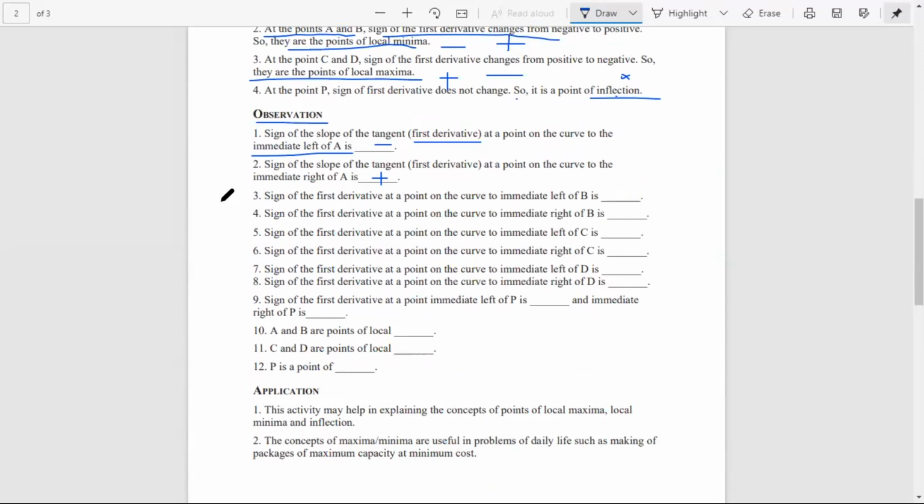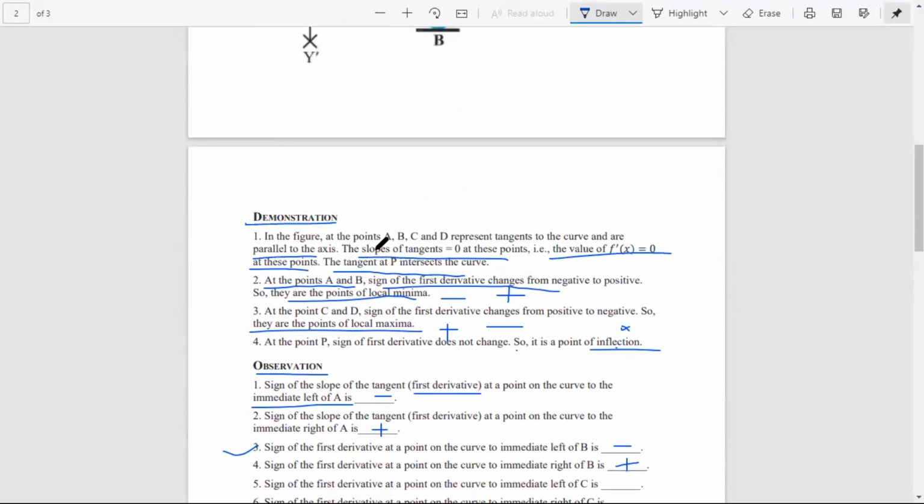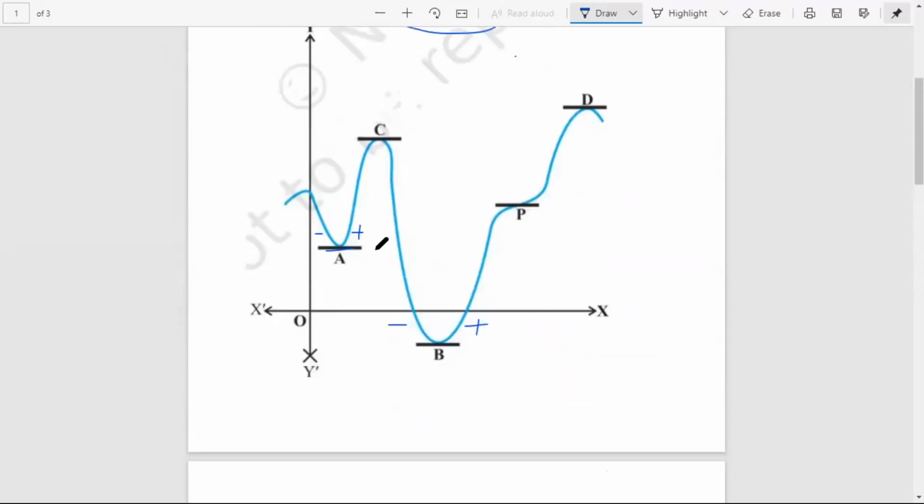That is, we are done with this. Okay, this is negative and this is positive. What about C? Now next is C, then after that D. Okay, we'll check C. What about C? Immediate left? Positive. Very good.